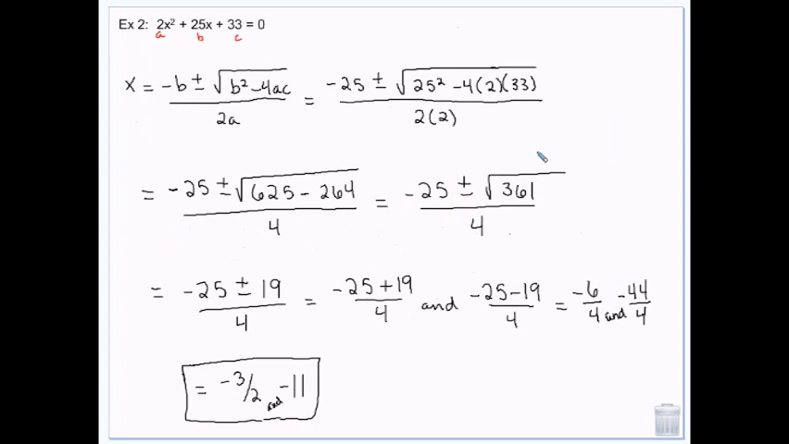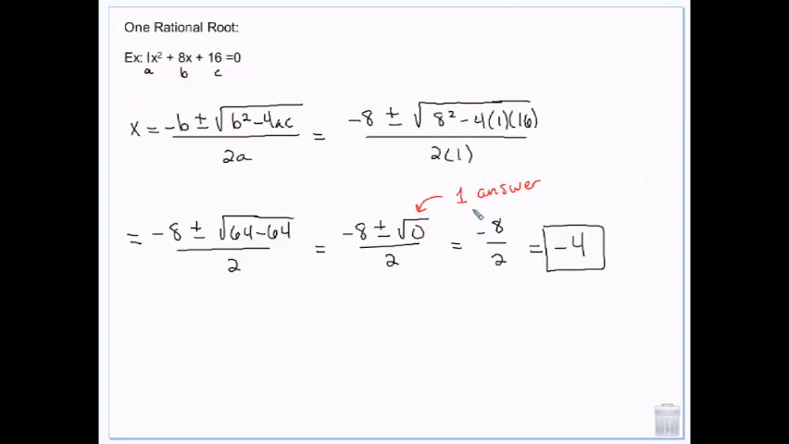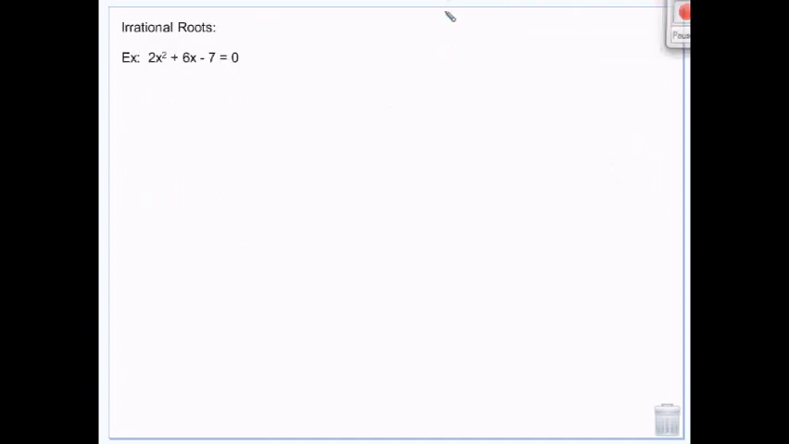I'm going to go back for just 1 second. If this is a perfect square, I get 2 rational, which means no square root, answers. Okay? If it's a 0, I just get one answer. So we've had rational roots and 0. So now we're going to see what happens when you get an irrational root.